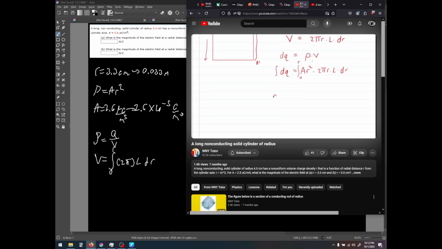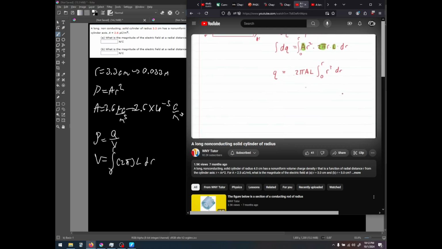The left side becomes the charge here. The right side, of course, we're going to be pulling out some constants, A, 2 pi, and the length of our cylinder. And then inside we have R squared times R.